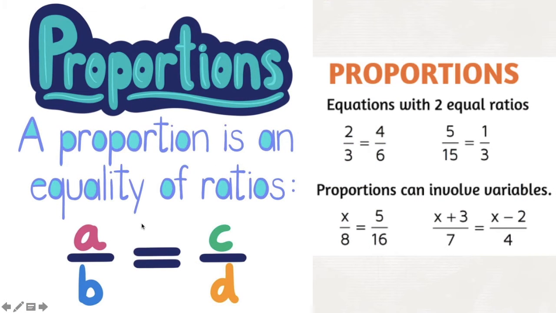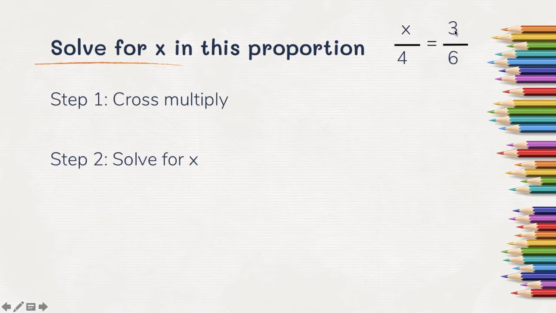Now, when two ratios are equal, they are called proportions. Oftentimes, proportions might have a variable in them, and in those cases, we will have to solve for that variable. In this problem, it says to solve for x in this proportion. So we have x over 4 equals 3 over 6.